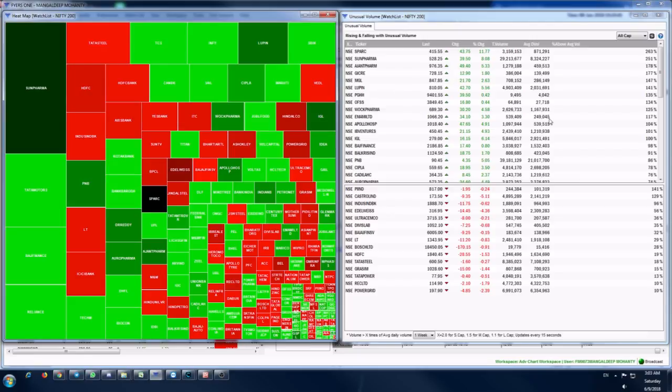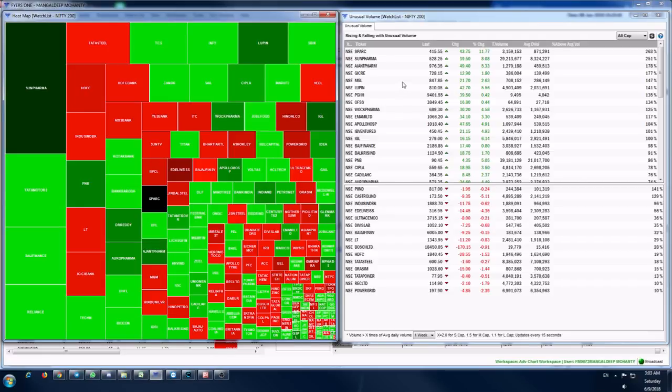So this is how you read the heat map that is on the left hand side. Now coming on to the right hand side, this is the unusual volume window. This window shows you which stocks are having an unusual volume for that particular day. The data that you see here, both for the heat map and the unusual volume, is for Friday, I mean yesterday. So this is just a day's data.